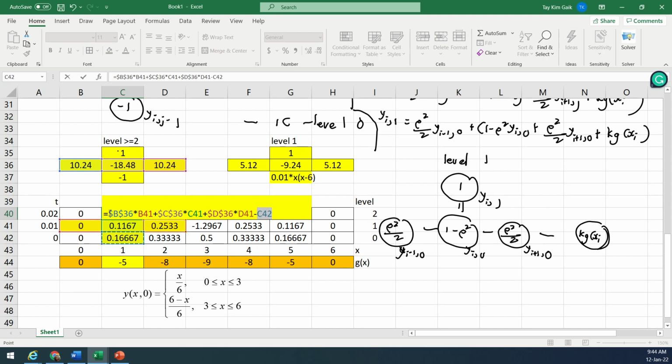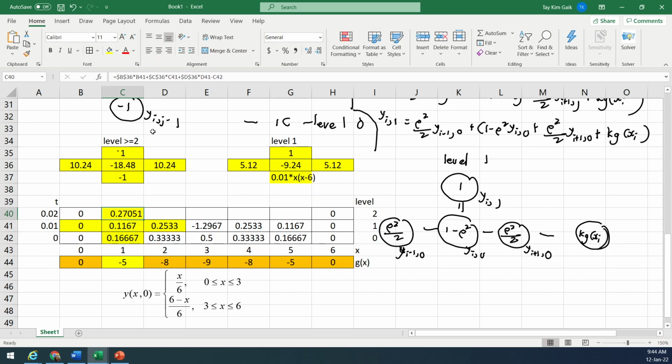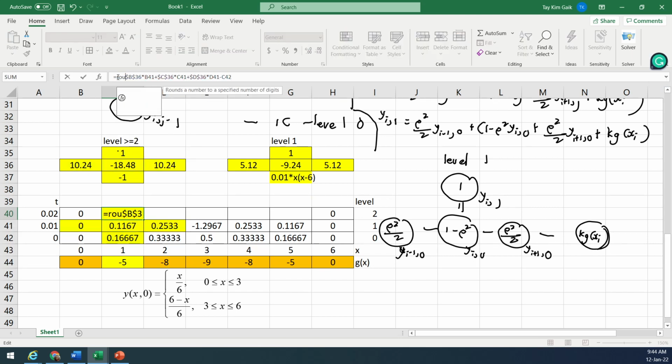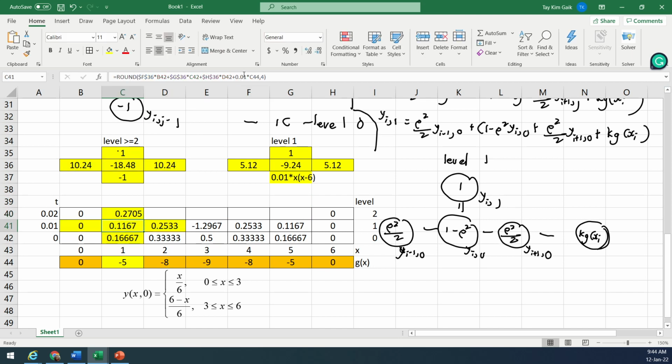So you key in C40, your middle is row 41. So this is B, C, D, and the bottom level is row 42. So correct. You want to round, or don't round, here to 4 decimal places. So you completed the questions.